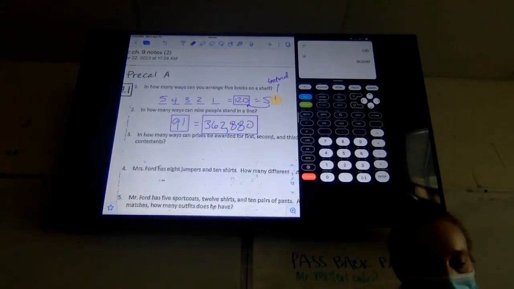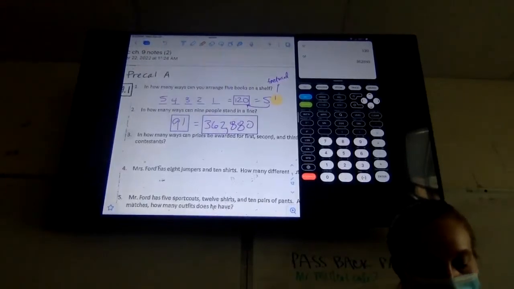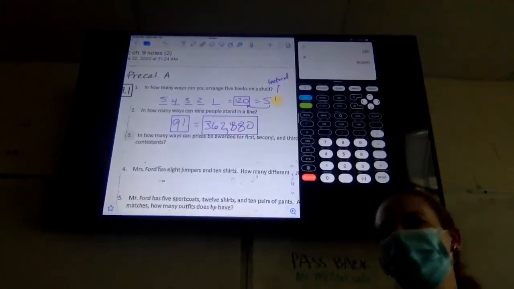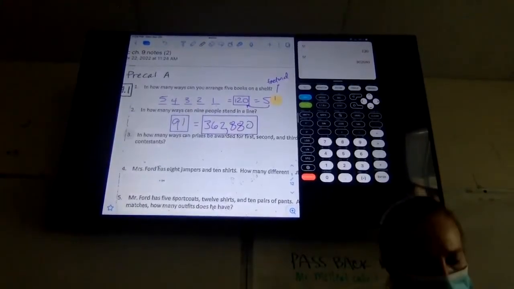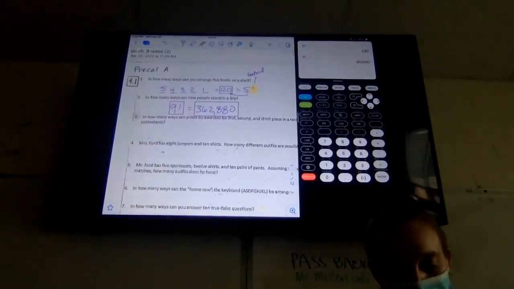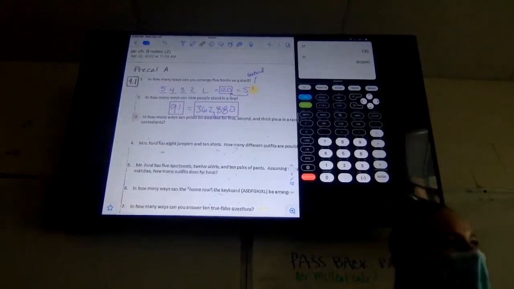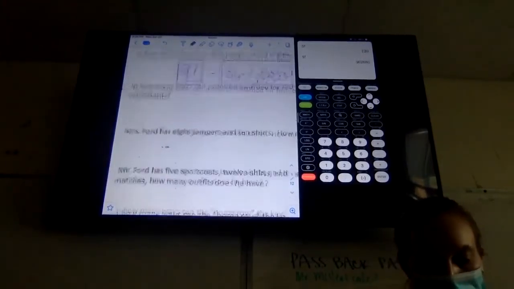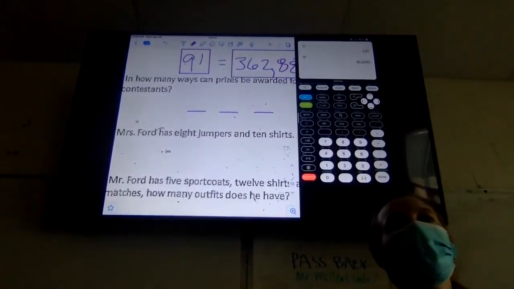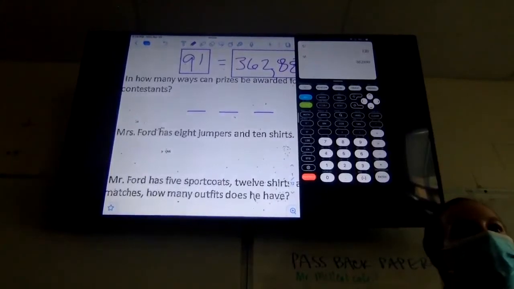All right, the next one's a little bit funny, but we're going to do it anyway, and I'm going to talk more about it later. So I'm putting a little mark on number 3 because I'm going to come back to that concept later. It says, in how many ways can prizes be awarded for first, second, and third place in a race with 10 contestants? Okay. So if we're running in a race, we have 3 prizes: first, second, and third. Does it matter if you run and you get first place or if you run and get third place? Yes.